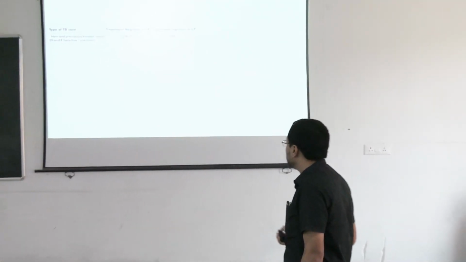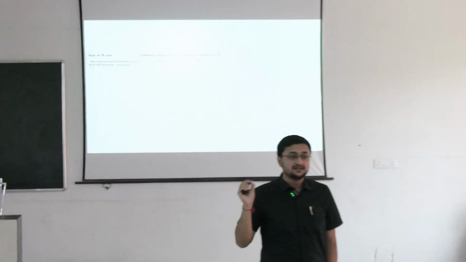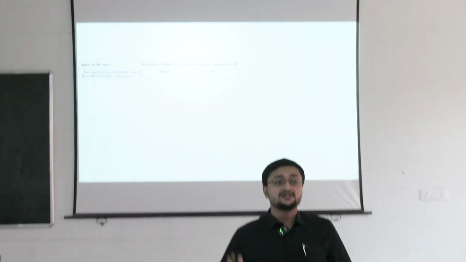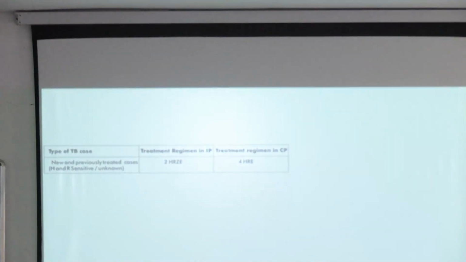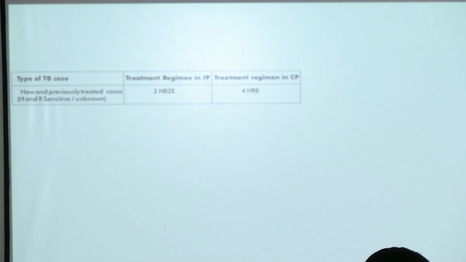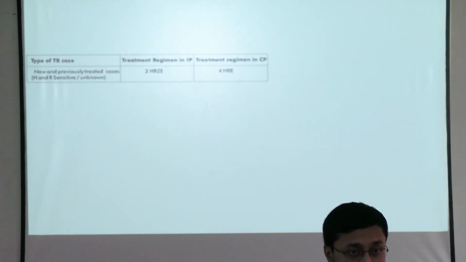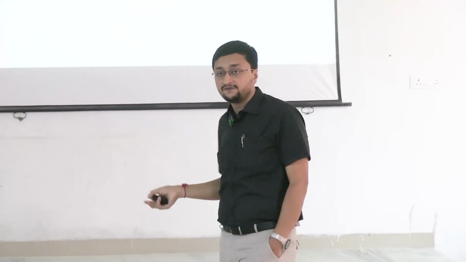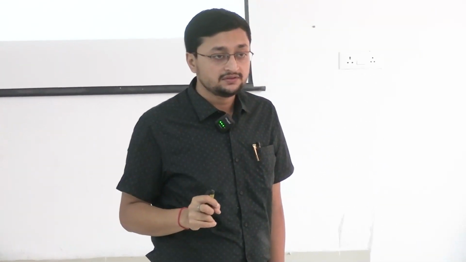So this is familiar to you, right? The drug sensitive TB. So what is the regimen? 2 HRZE plus 4 HRE. That means 2 months is HRZE, Isoniazid, Rifampicin, Pyrazinamide and Ethambutol, followed by 4 months of HRE, Isoniazid, Rifampicin and Ethambutol.